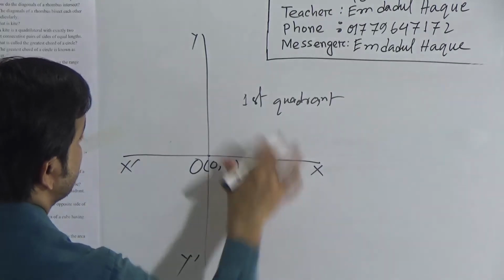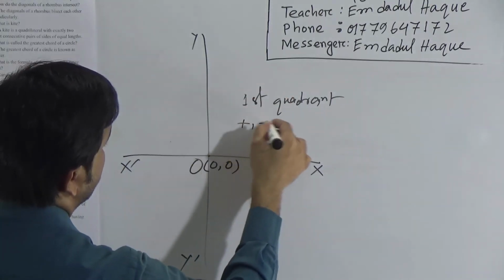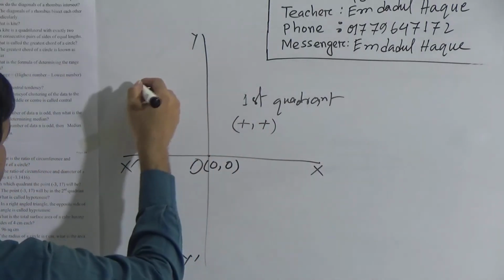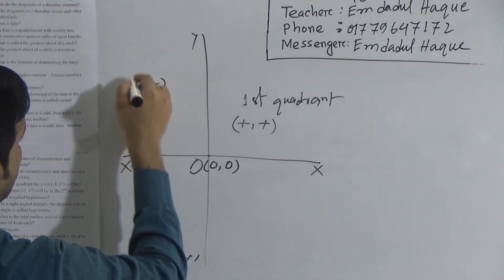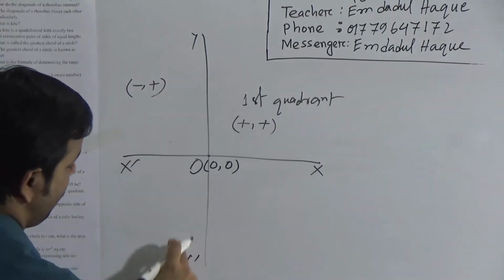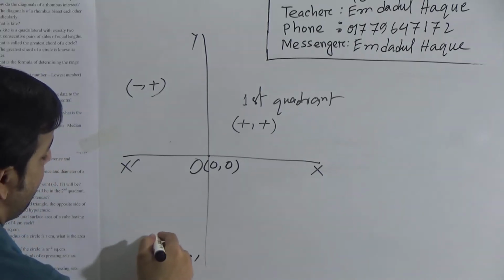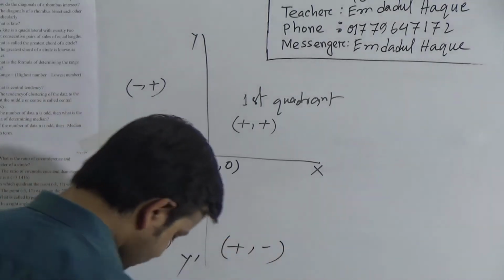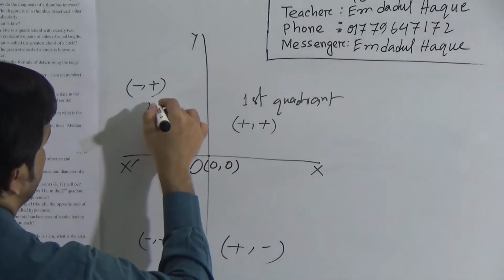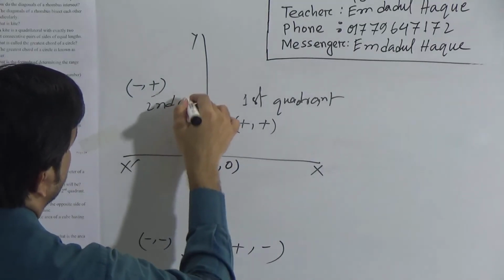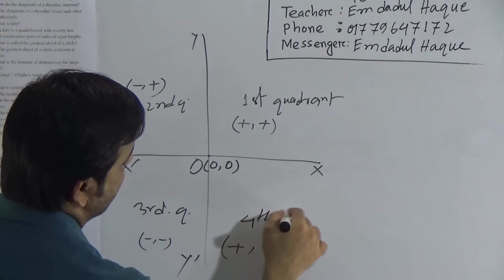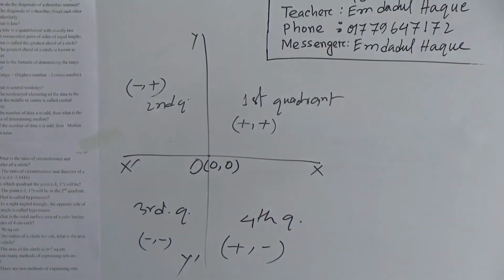Here both x and y axes are positive, so we can write plus plus. Here x is negative, y is positive, so this will be minus plus. Here x is negative, y is negative, so we can say minus minus. And here x is positive, y is negative, so we can say plus minus. It means that this is the first quadrant, second quadrant, this is the third quadrant, this is the fourth quadrant.